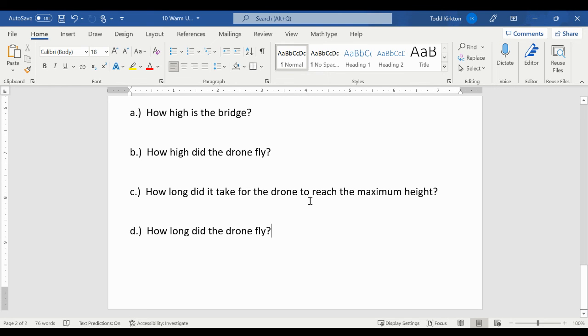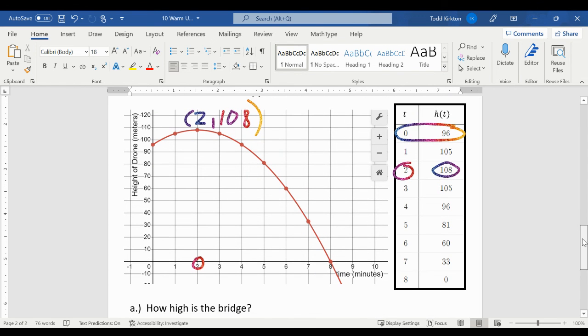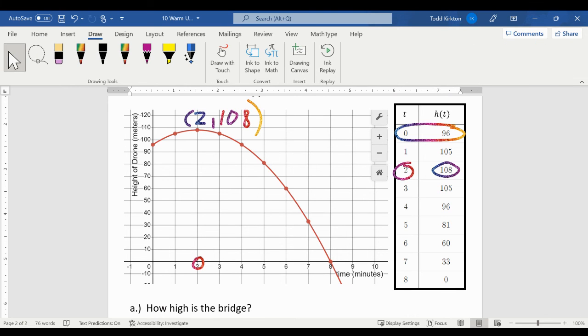How long did it take to reach the maximum height? 2 seconds. How long did the drone fly? So the drone landed over here when the height is 0. And that time is 8. Sorry, they're minutes, not seconds. 8 minutes.